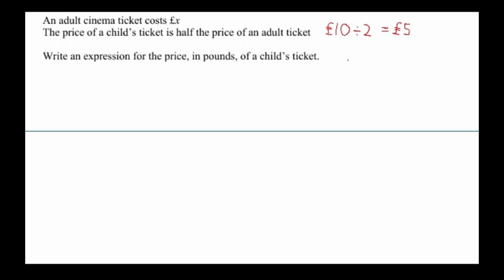The second and third steps are to simply replace the number that you used with X. So in this situation, we're going to replace that 10. It says that the cinema ticket costs X, so we're starting at X and we're dividing by 2. We're doing half of X, which is the same as dividing by 2. And that is one way to write an expression in pounds for the child's ticket.